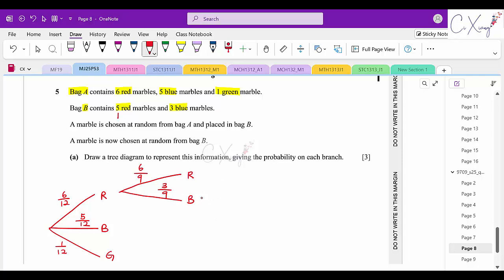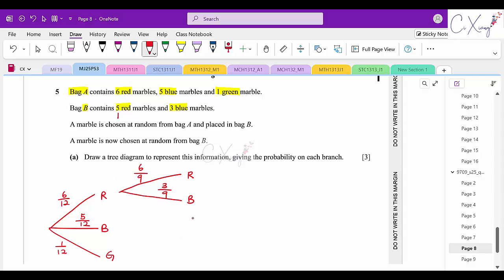Maybe you ask why there's no green branch. It is because it is impossible for you to get green. If you have a look at bag B, you put a red marble from bag A into bag B. Does bag B have any green marble here? Don't have, right? Therefore, the probability of getting green is equal to 0. Okay, that's the first case.